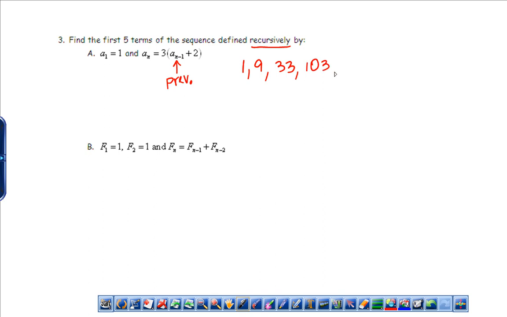And you should be able to do this without a calculator. And then we're going to take 103, add 2, times 3, we get 315. There is a way to do recursive in your calculator, and I'm going to show you that in class. It's not really important for this lesson.